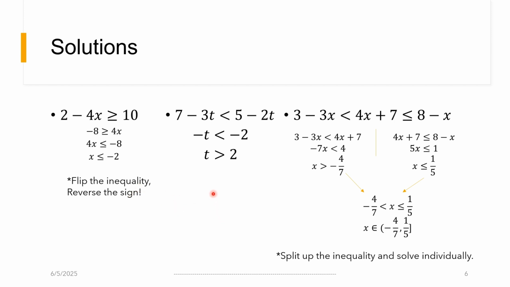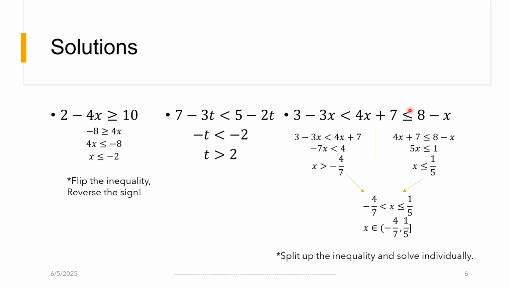For the second inequality, it's the same deal. We just basically combine the t terms and move them to one side while the numbers go to the other. Then we divide by a negative number, so we have to reverse the sign. T is greater than 2.